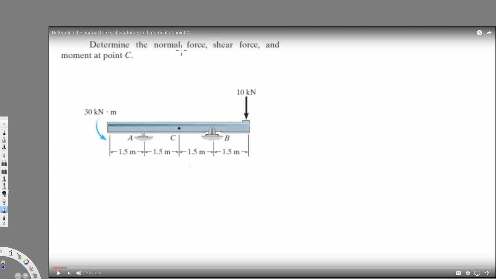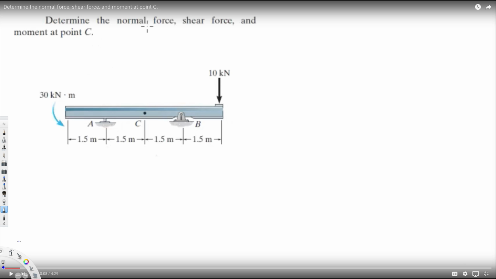Hey guys, let's do this problem right here. It's asking to determine the normal force, shear force, and the moment at point C. Since we have this diagram, first of all we have to mark the forces right here.